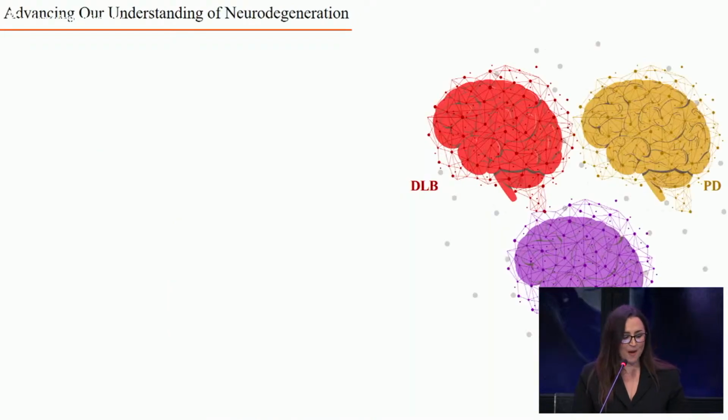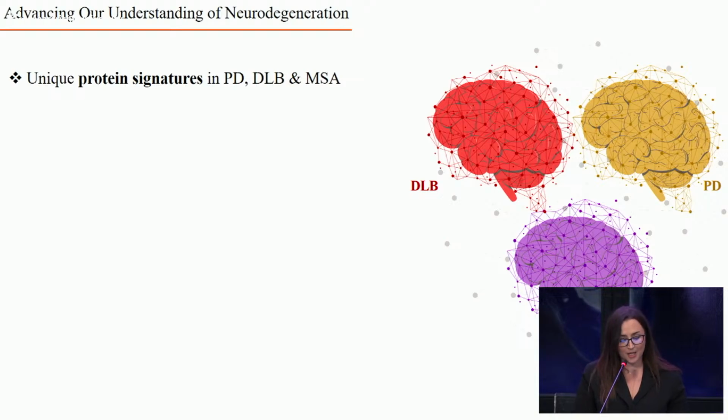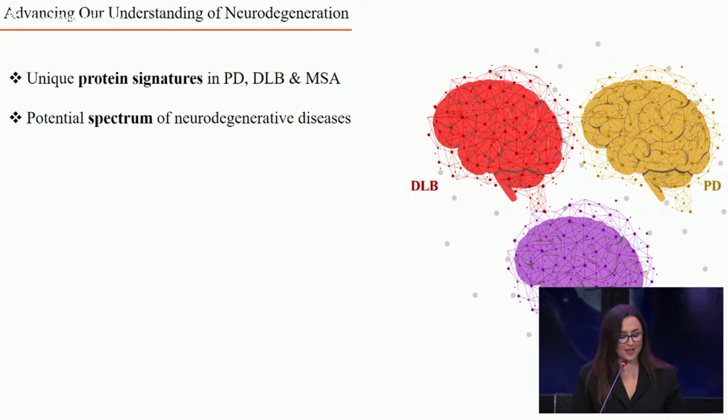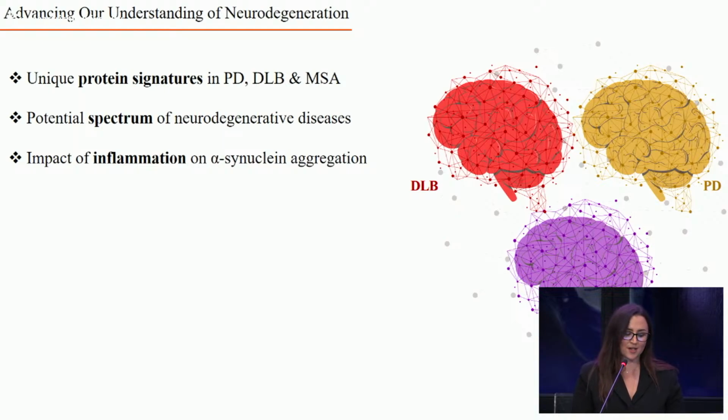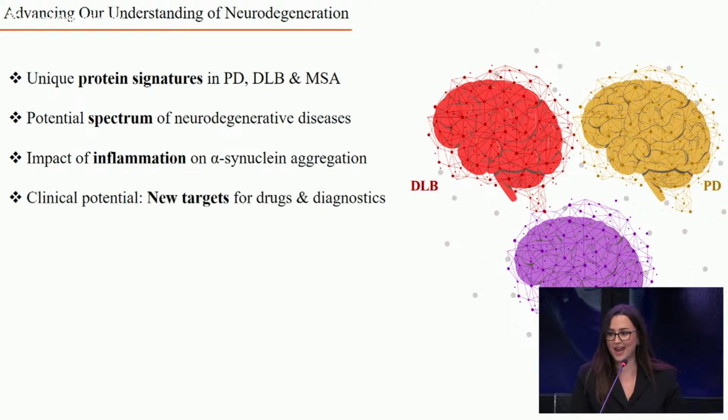So overall, I believe my PhD thesis aided in our understanding of neurodegeneration, in particular synucleinopathies. My first study, a first of its kind, comparing all 3, found both similar, but also more importantly, unique protein signatures between PD, DLB and MSA. My next study showed that there could be a potential spectrum of neurodegenerative diseases, in particular using synuclein and tau. And lastly, we observed the direct impact of inflammation on alpha-synuclein aggregation. We believe these could have clinical potential as we've identified new targets for potential drugs or diagnostics.